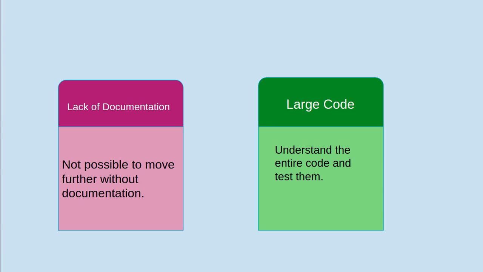And large code. The biggest challenge is to understand the entire code and test it, because in monolithic all things are coupled together. Before testing, you have to understand the code. It is the biggest challenge for the tester also. If something changes in between, the tester will have to perform testing again.